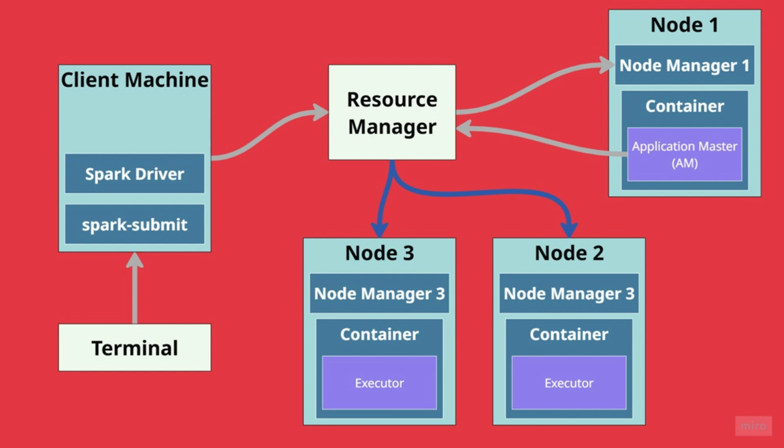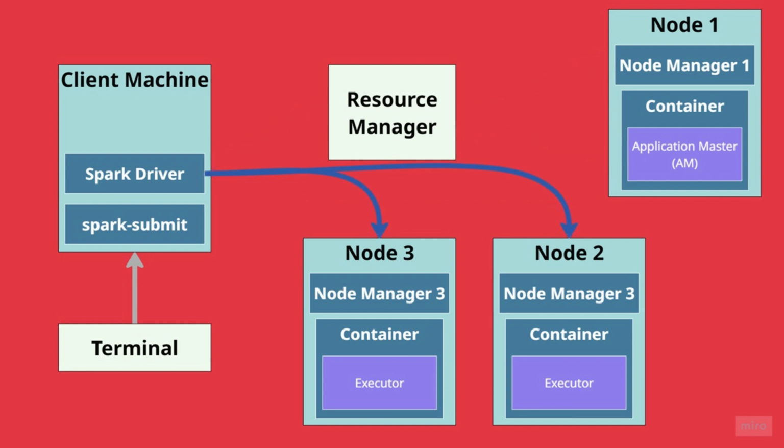The application master then negotiates with the resource manager to get containers for the Spark executors. Once the executors are launched in their respective containers, the Spark driver process runs on your client machine and establishes direct communication with these executors to schedule tasks and manage the application. Importantly, your client machine must remain active for the entire duration of the Spark application.